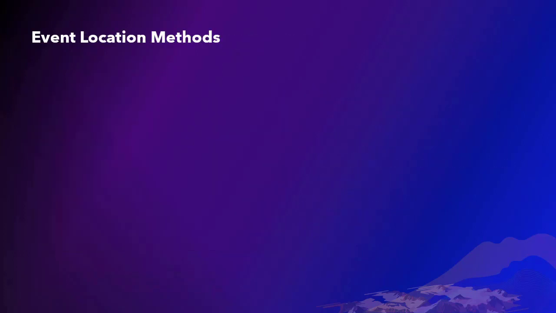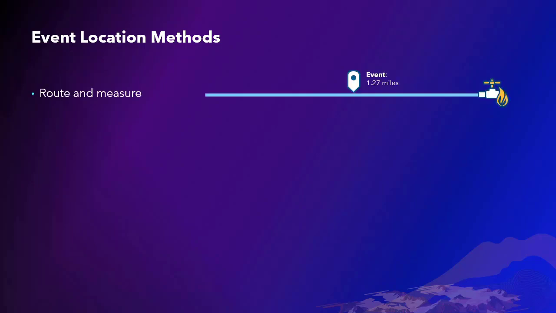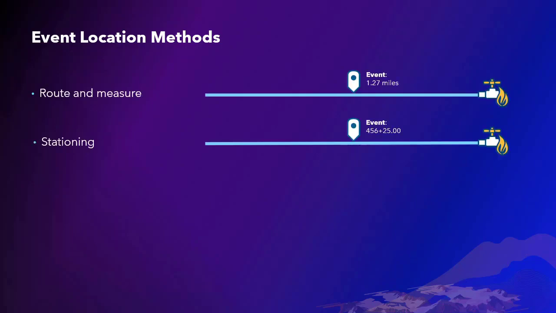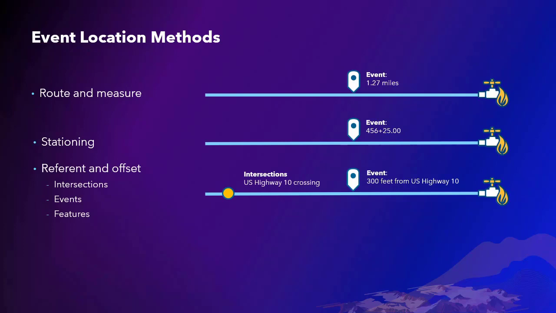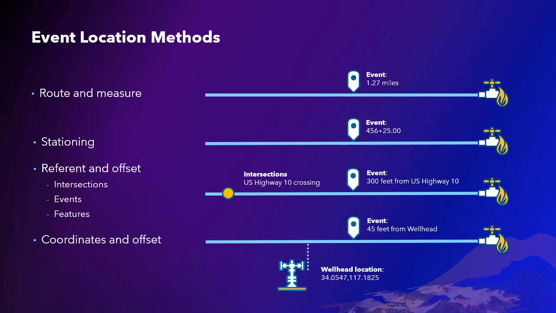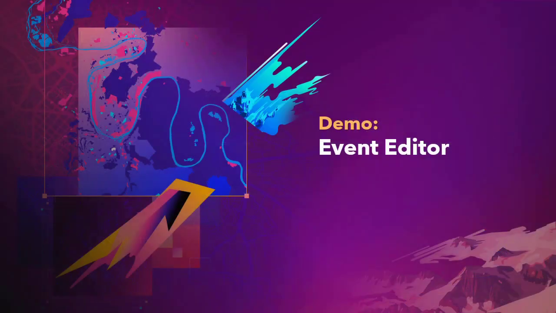Your data can come in from the field in a variety of location methods. Event Editor supports being able to add new events using a variety of methods such as route and measure, stationing, referencing and offsetting from locations like intersections or even other events like welds, as well as from coordinates that come in from the field. So let's go ahead and take a look at Event Editor in action.